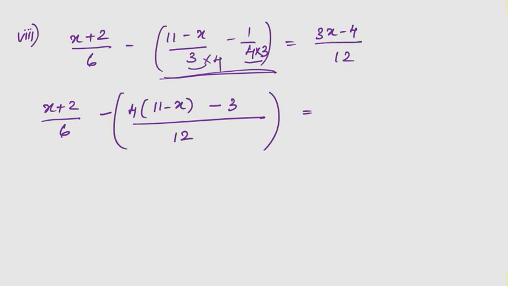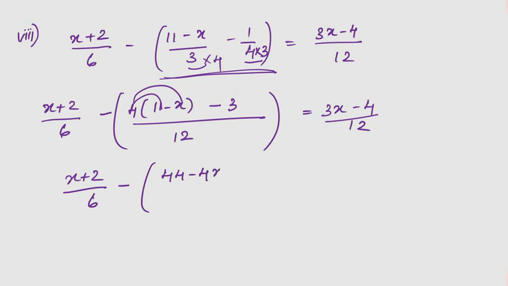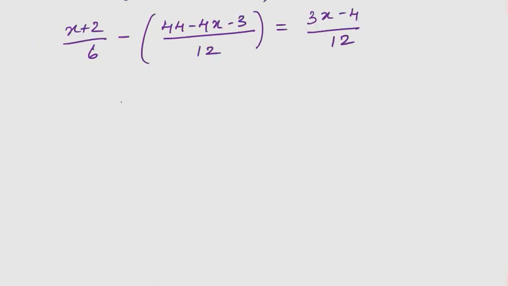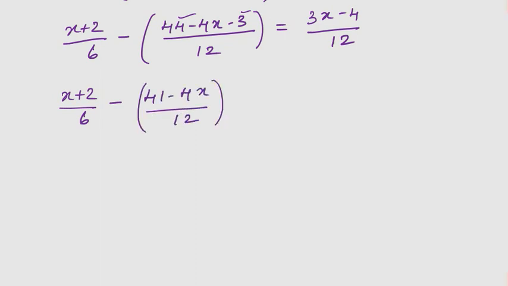Write the RHS part as it is. So the next step we'll get x plus 2 divided by 6 minus of 4 multiplied by 11, then 4 multiplied by minus x. So 44 minus 4x minus 3 divided by 12 is equal to 3x minus 4 divided by 12. So for the next step, x plus 2 divided by 6 minus 44 minus 3, 41 minus 4x divided by 12, which is equal to 3x minus 4 divided by 12.